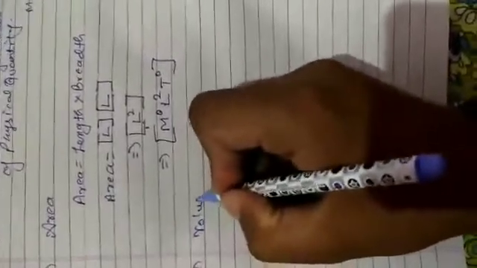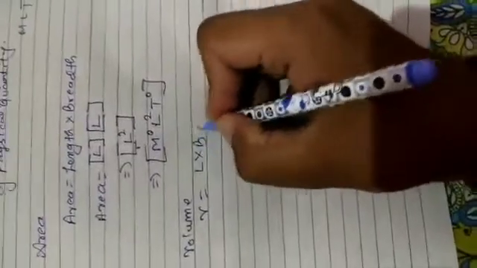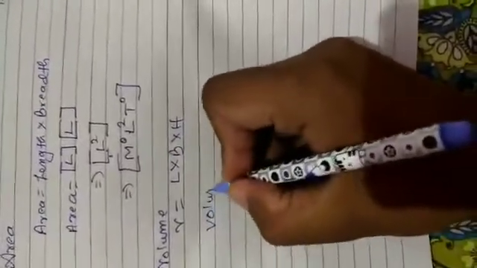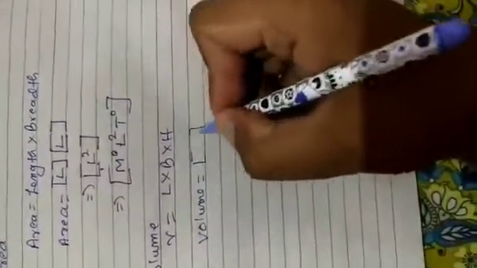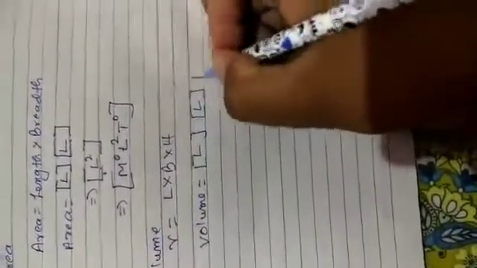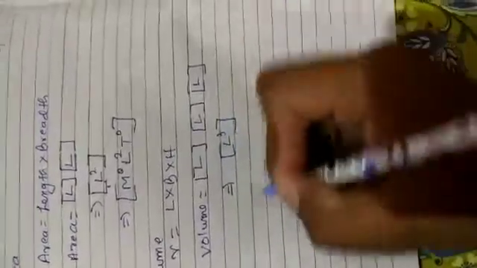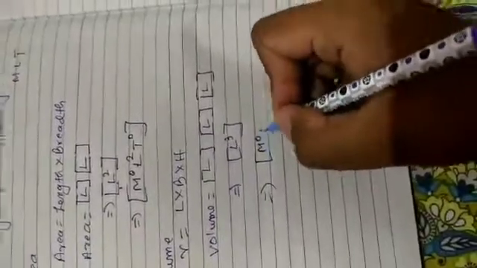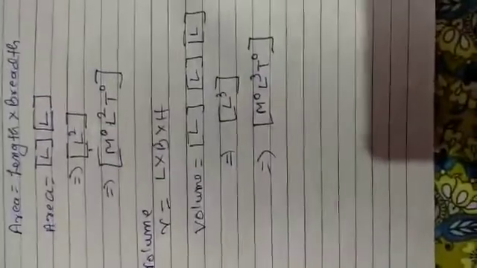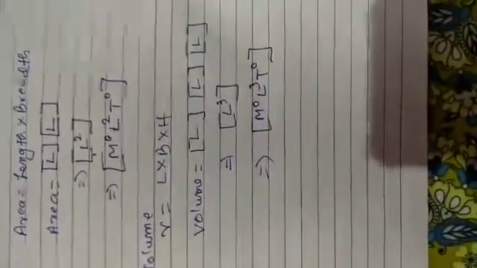Secondly, see volume. Volume is equal to L into B into H. So basically all three are what? Length only. So volume will be, in dimensions, we will write in bracket L L L, which means L cube. And if we want to write in MLT form, so M0 L3 T0. This is your dimensional formula for volume.